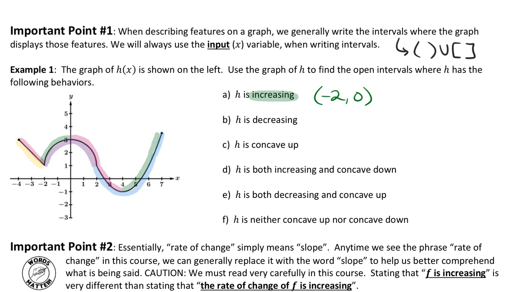Is there another place where this function is increasing? Yes. Another green section exists starting where? At 4. And where does it end? I wrote a 5. That's so embarrassing. A 4. And where does it end? 7-ish. It's definitely not 6. We're going to assume that goes all the way to 7.